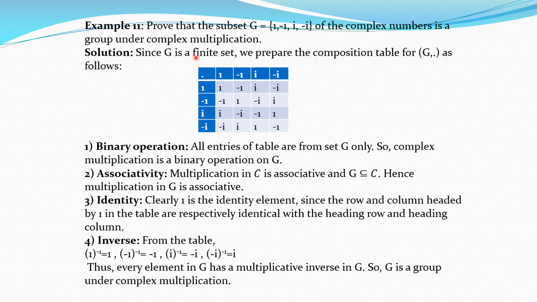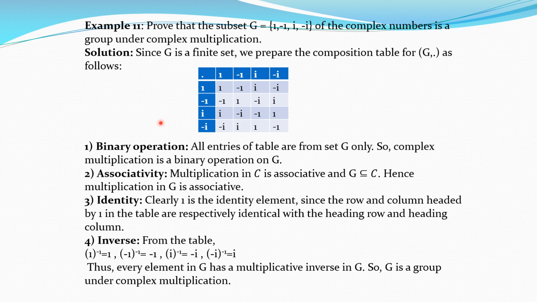Now it is very easy. Just observe the table. Which row is identical to the heading row here? The first row, 1, minus 1, I, minus I, is matching the heading row. The corresponding element is 1. It means if we are multiplying all elements by 1 from the left side, we are getting the same elements. Similarly, see this heading column. Which column exactly matches the heading column? It is the column corresponding to 1. It means for all elements, if we multiply by 1 from the right side, we are getting the same element.